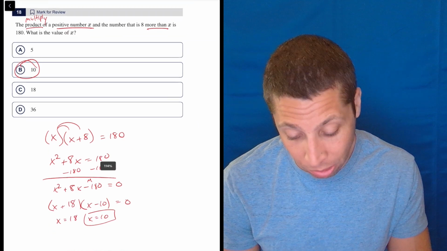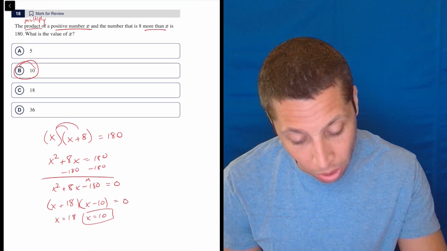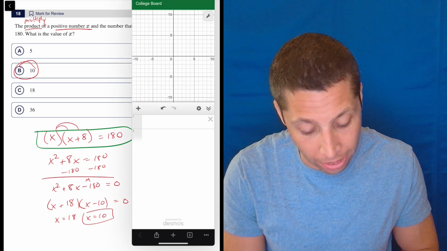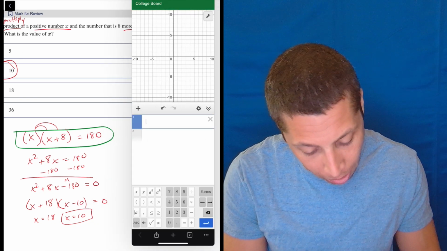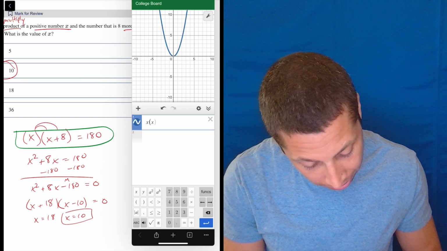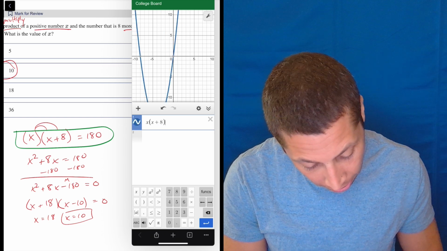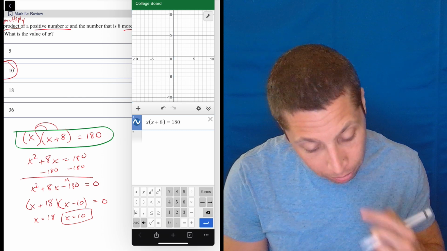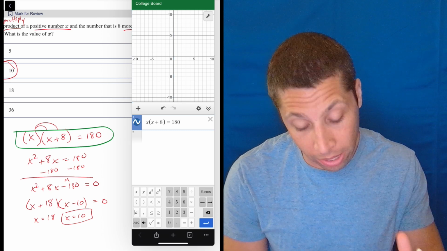Honestly, I've got a bunch of ways we can make this simpler. First of all, once you come up with this equation, that's the hard part. Just throw that thing in Desmos. It's going to solve it for you, right? So x times (x plus 8) is equal to 180. And we can just throw that all in one line. And we're going to get vertical lines now where the answer is.